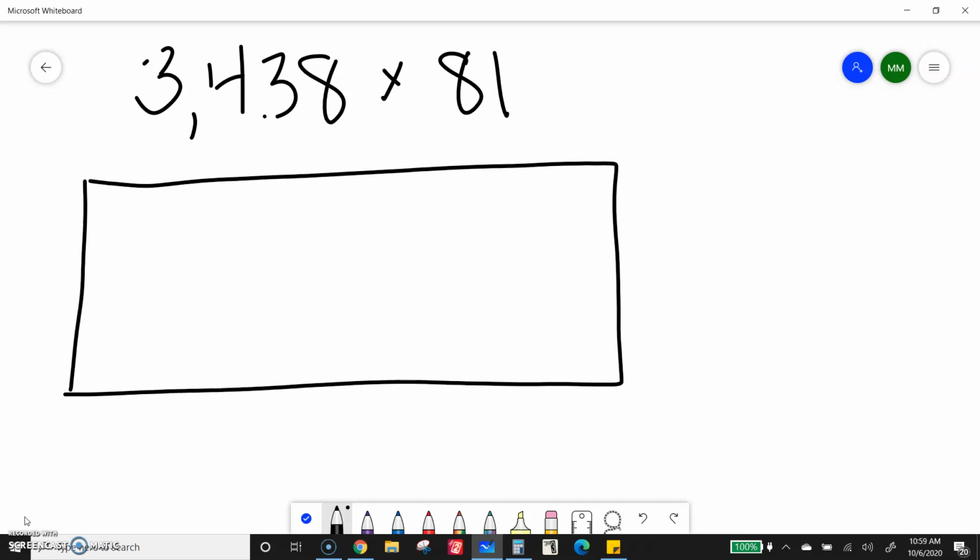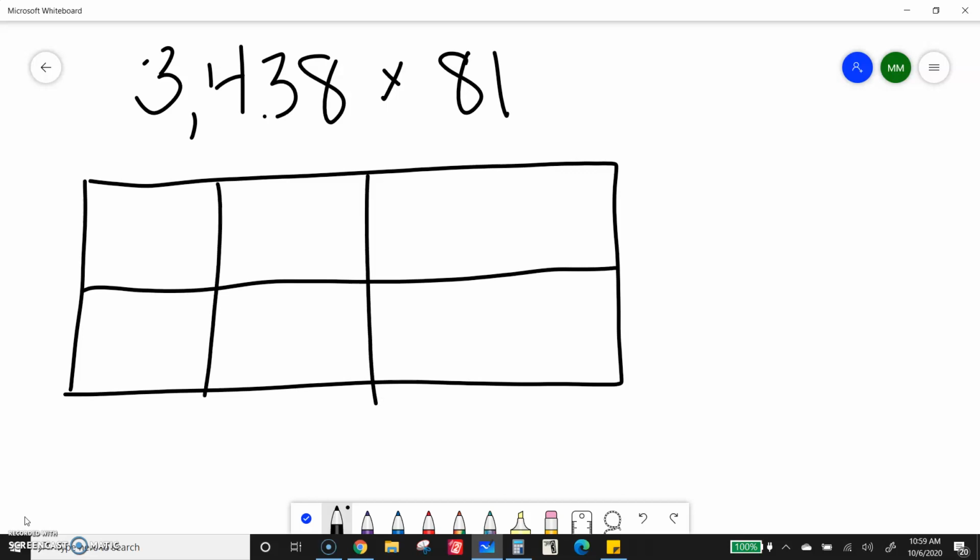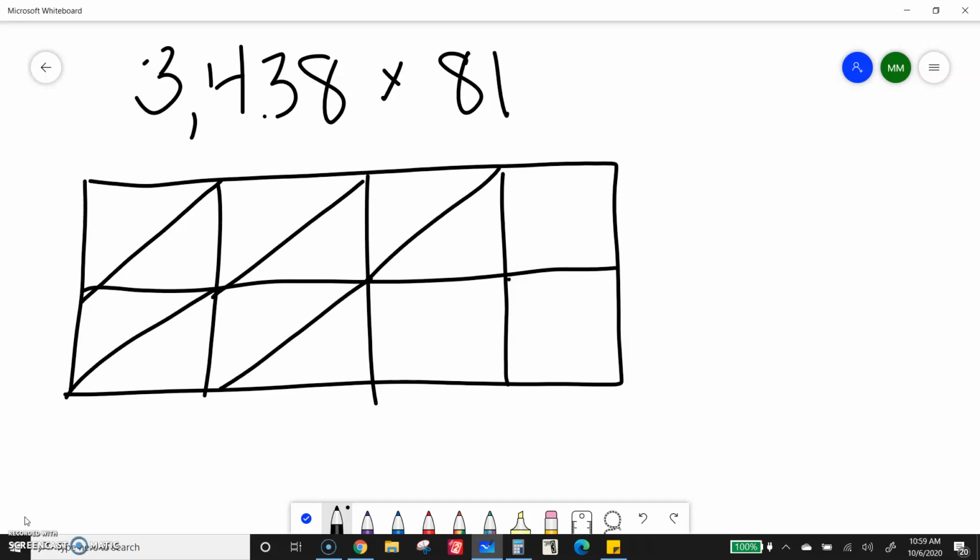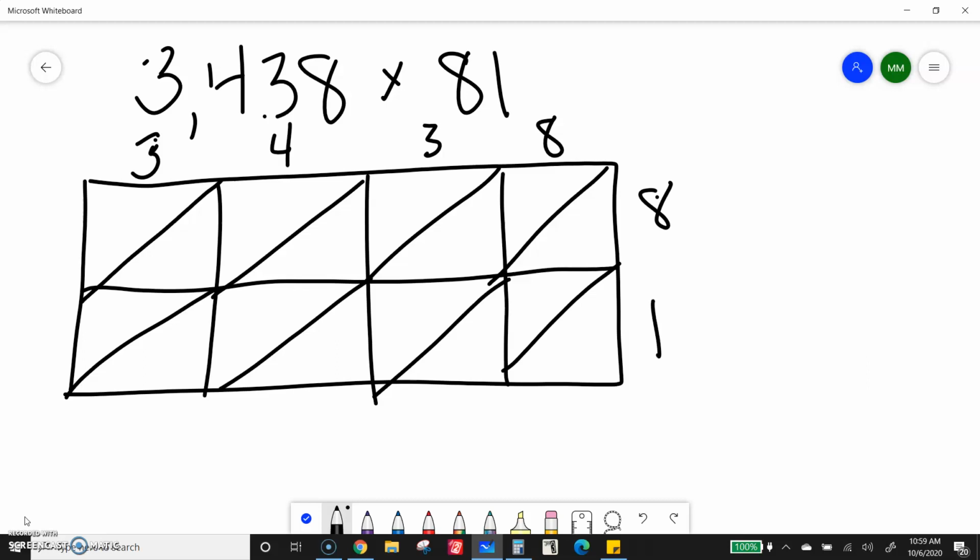So I'm going to make my rectangle. I like to divide it in 2 that way for my 2 digits, and then in 4 this way. Make sure your boxes are big enough. There's no need to squish into tiny little boxes. Corner to corner, since I'm doing lattice. If you've also known window method, you don't make these, but for lattice you do. So I have 3, 4, 3, 8 times 81.